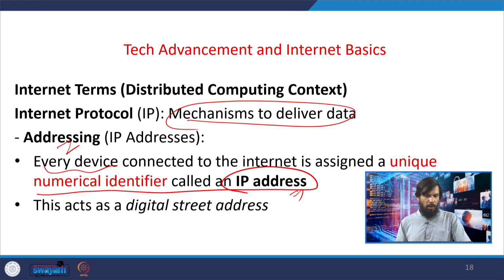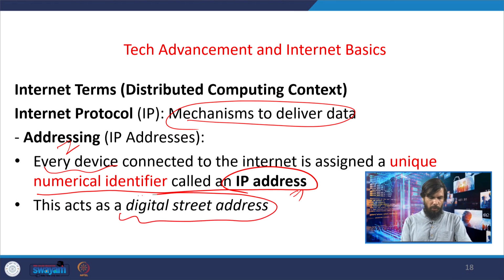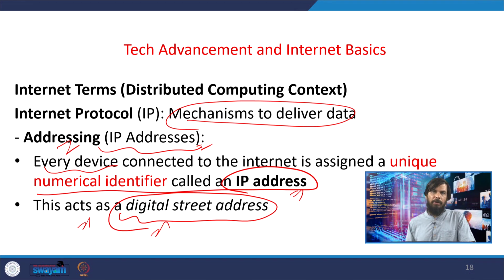Because of this numerical identifier, this IP address, the computational nodes are able to identify each other, and this identifier works like a digital street address, just like the postal services, pin codes and house numbers that identify a particular house. Similarly, the computational node will be able to identify the servers and direct its packets to the correct destinations, right. So, this is addressing, IP addresses. This is one important mechanism of the internet protocol.